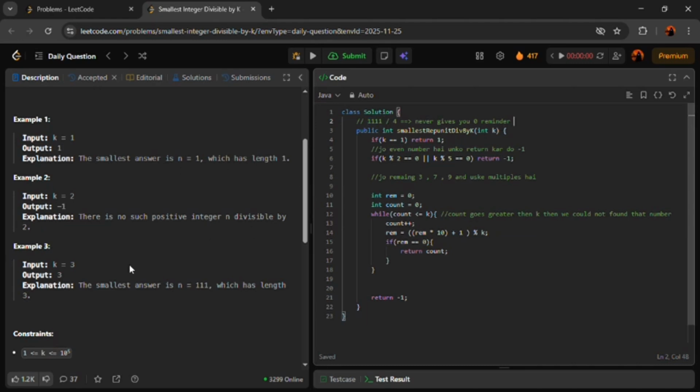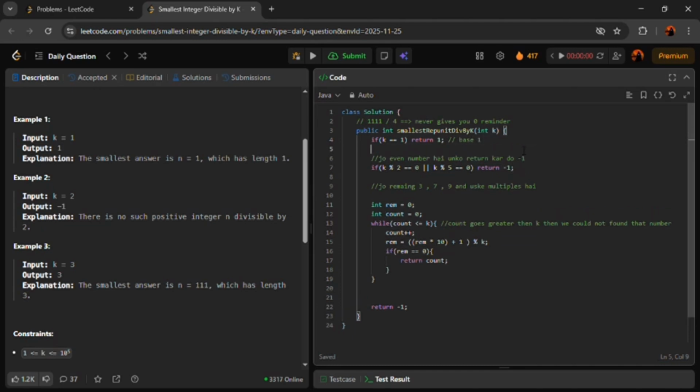But if k equals 3, then we can find the number 111, which is divisible by 3 and gives remainder 0 when we divide by 3. Or we can say a multiple of 3. So if k equals 1, that is the base case, so the answer is always 1.